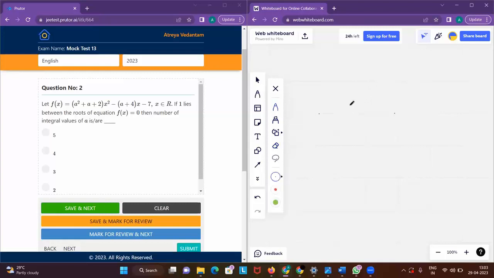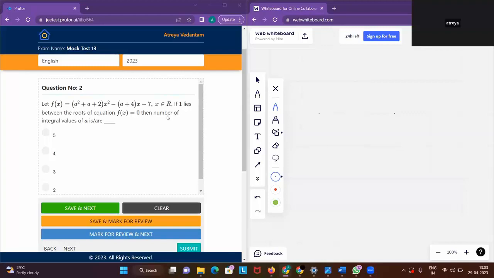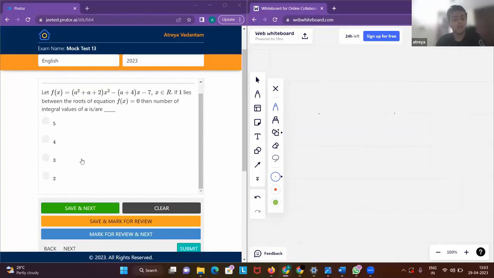An important thing to do is, if you find this kind of question where we want to find out where roots are, we first draw the graph of the function. We know that this is a parabolic function. This is either an upward parabola or a downward parabola, depending upon the sign of a squared plus a plus 2.